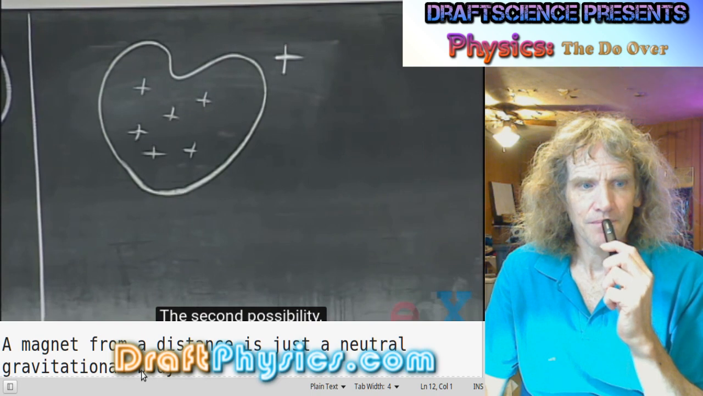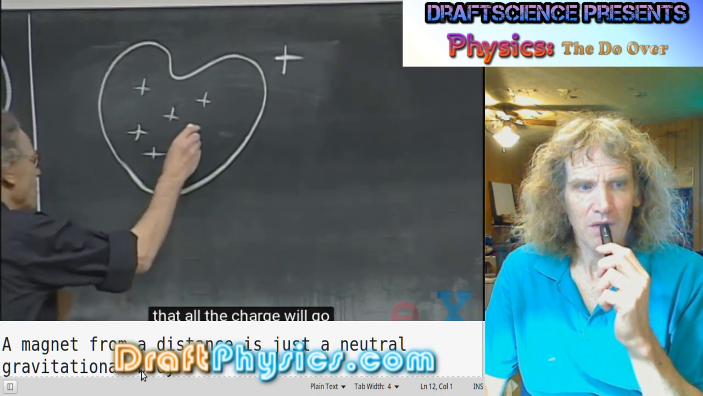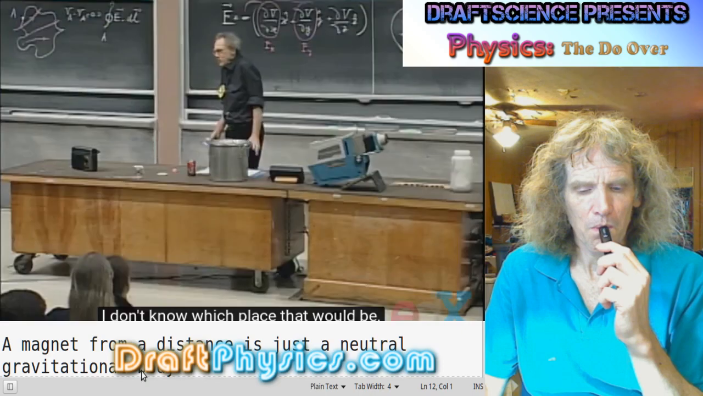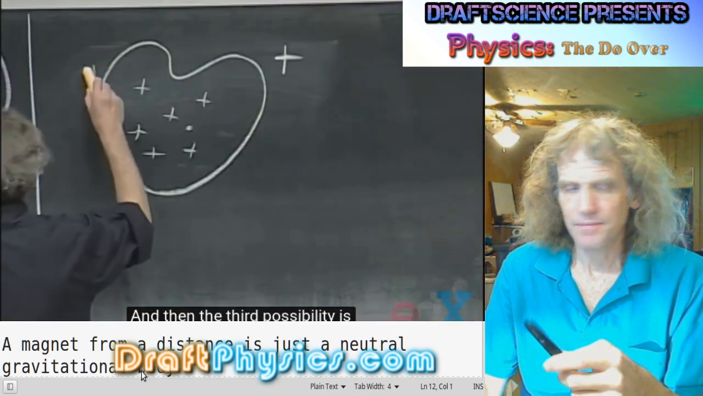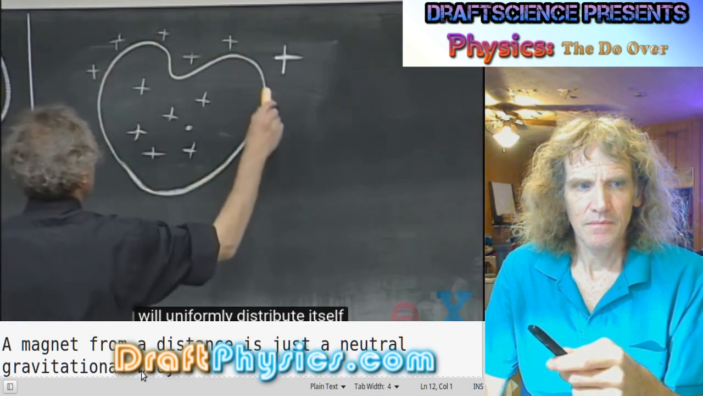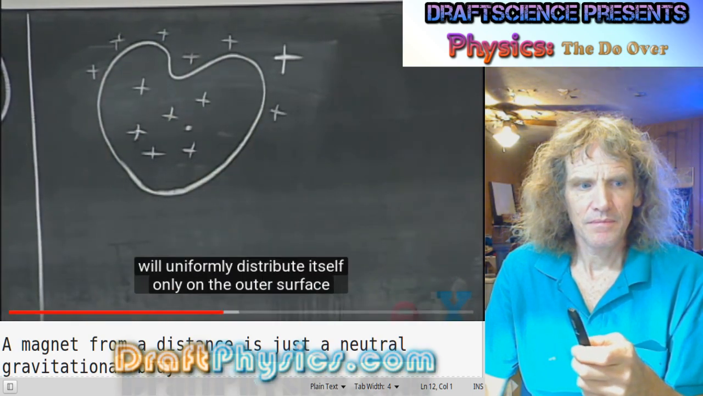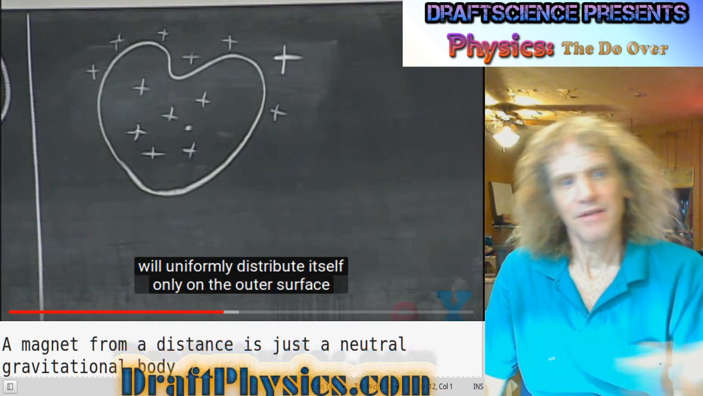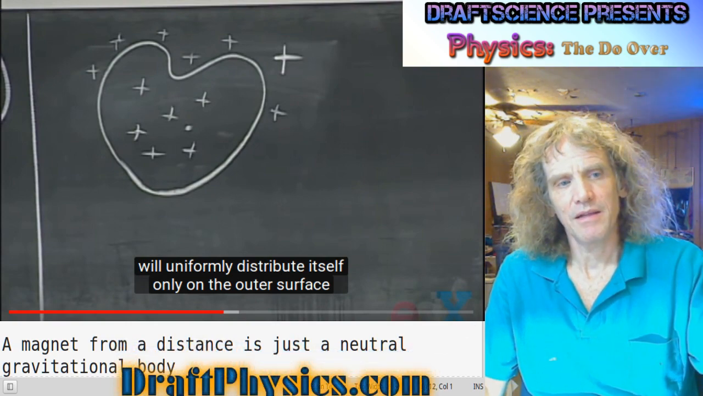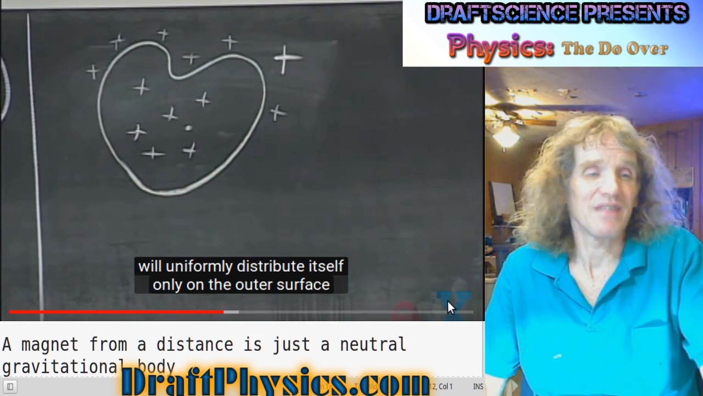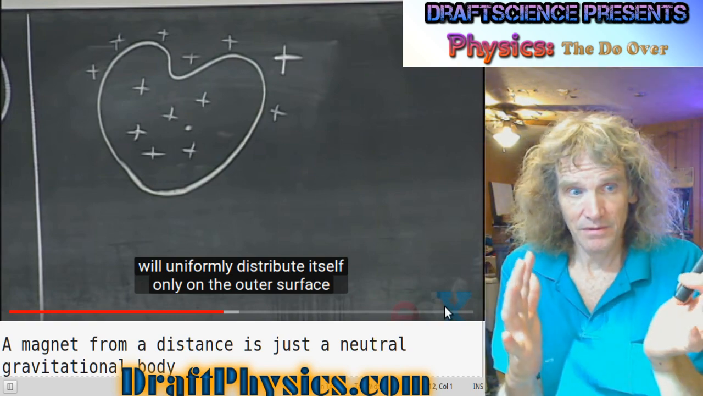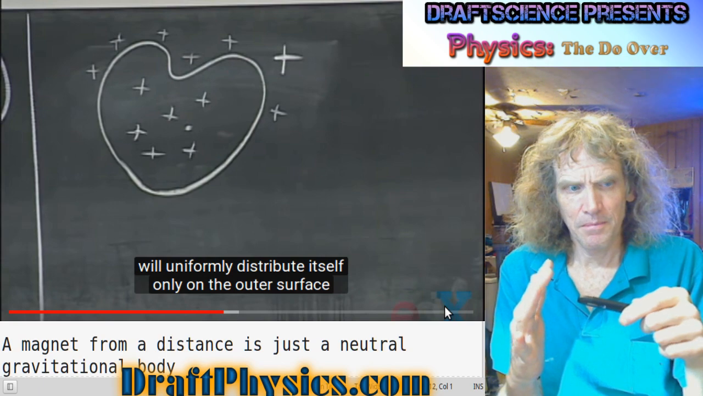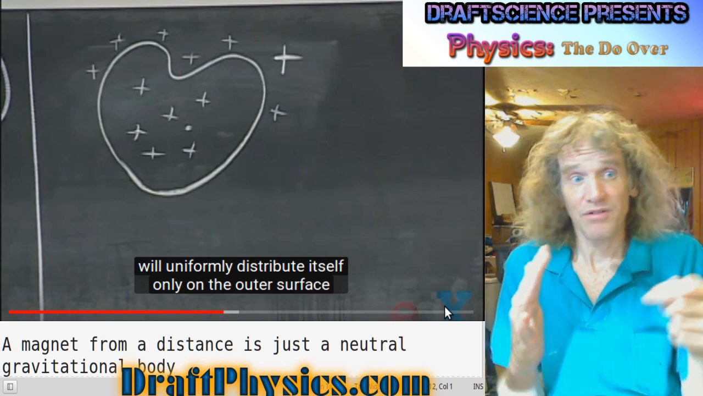The second possibility, less likely I think, that all the charge will go to one place there. I don't know which place that would be, but maybe. And then the third possibility is that maybe the charge will uniformly distribute itself only on the outer surface. All right, now, so there's a subtle difference. So he's saying one thing would be the charge goes through. See, this is where it just gets technically a little strange. Because now what he's saying is it's not a hollow surface, it's a solid surface, but essentially a solid surface doesn't matter. It's going to do the same thing.